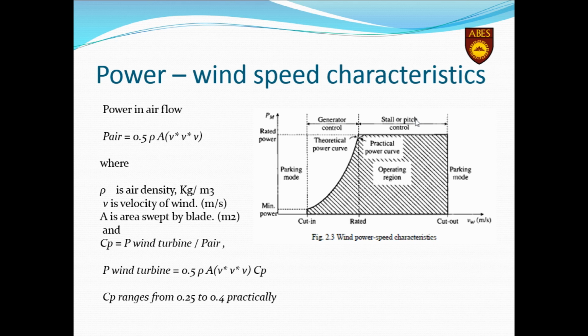Up to the rated value of wind speed, we just track the wind velocity, and according to that wind velocity, we change the speed of turbine so that the maximum energy of turbine could be harnessed and given to the generator. So this was all about power wind speed characteristic.